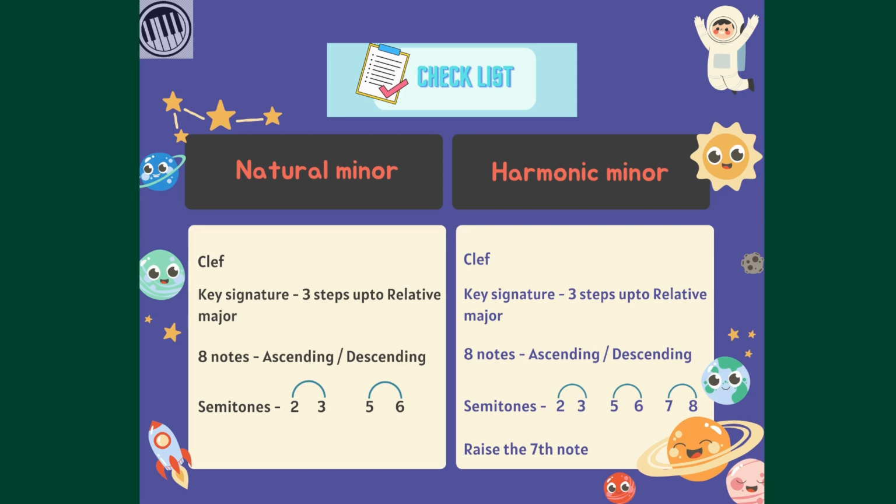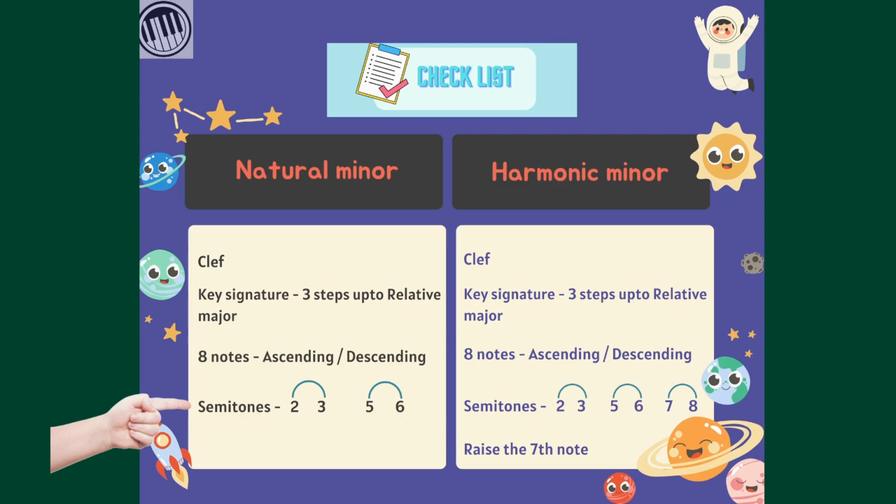Just like major scales, we need to write the clef and check if the key signature is the same as the major key of the relative major, and we need to write 8 notes going up or down, and then finally the semitones are different from a major scale. As you can see, we are going to mark the 2nd and the 3rd degrees and the 5th and the 6th degrees for a natural minor scale.